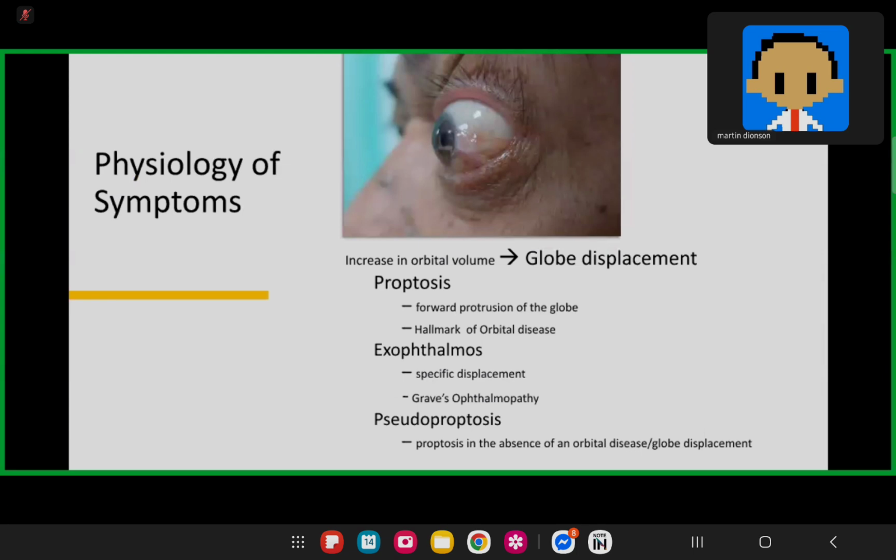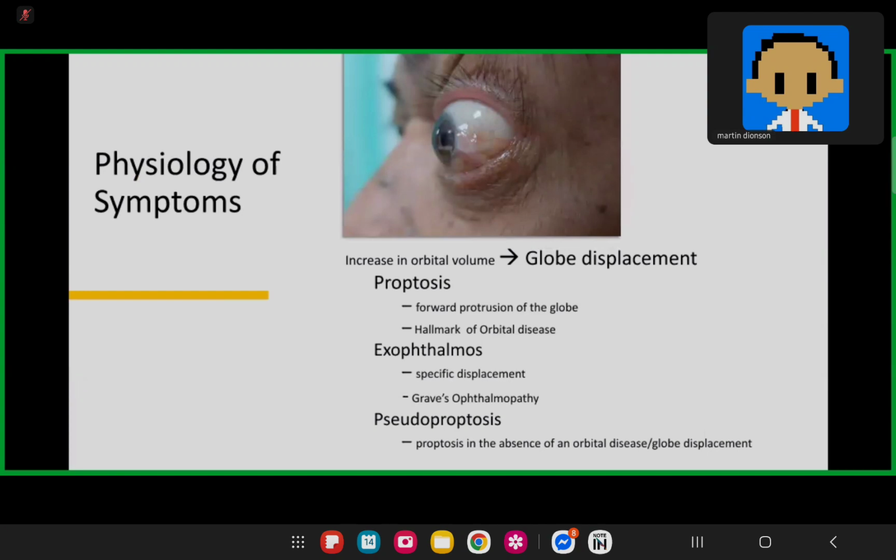Okay, so since the orbit is a confined space, any increase in orbital volume leads to globe displacement. So as seen in this photo, the eyes looks proptose, or it's a full, filled. So this is actually an eye moving forward. So this is known as your proptosis, forward protrusion of the globe, which can be a hallmark of a orbital disease.